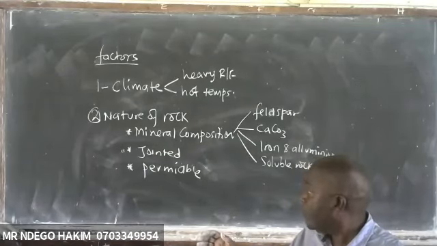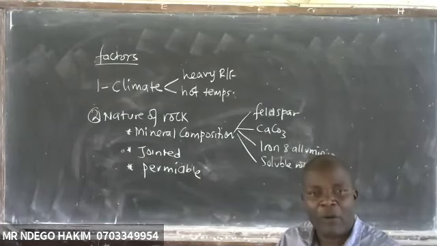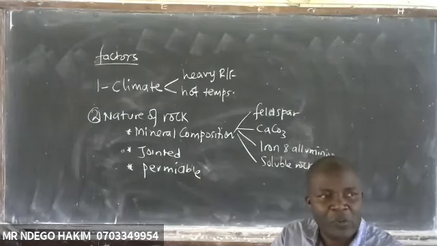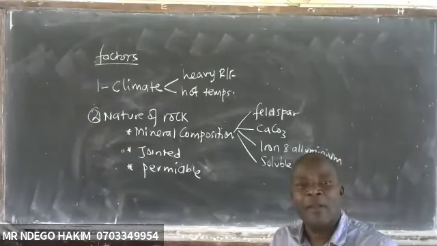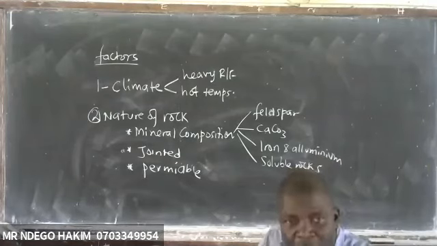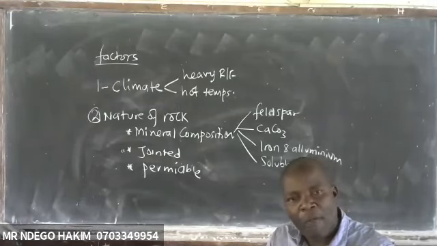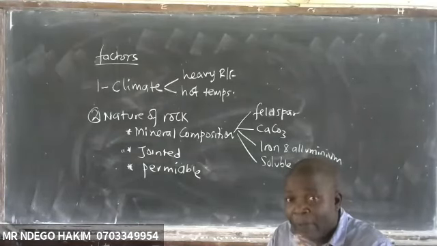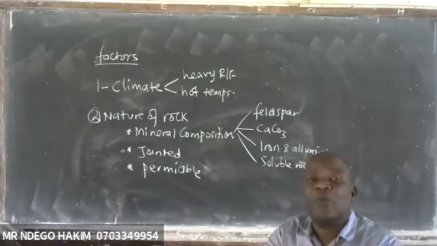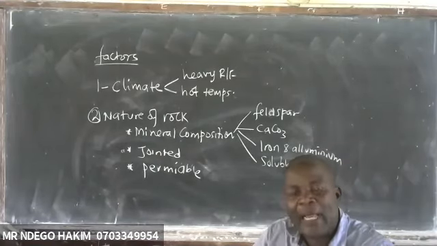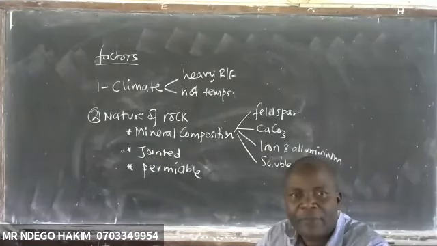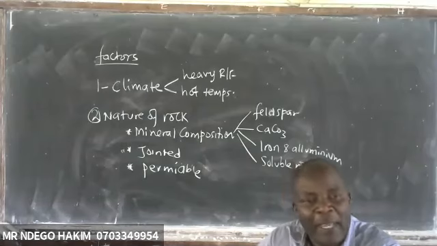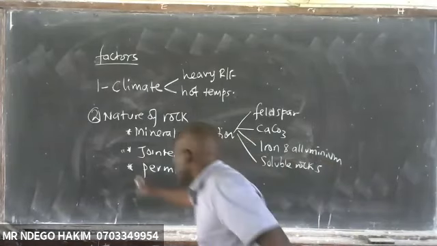Jointed rocks allow percolation of water because water uses joints to penetrate the internal structure, dissolving minerals, leading to chemical weathering processes like carbonation and oxidation. The same applies to permeable rocks.